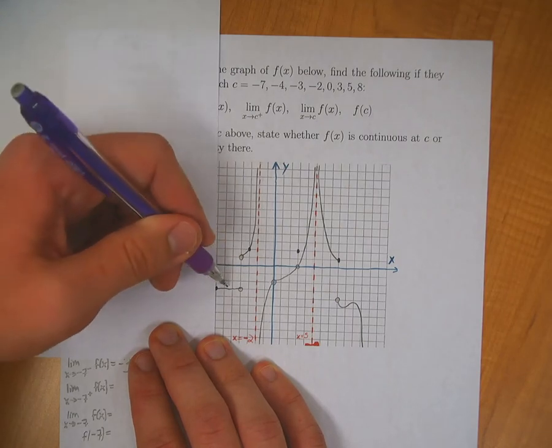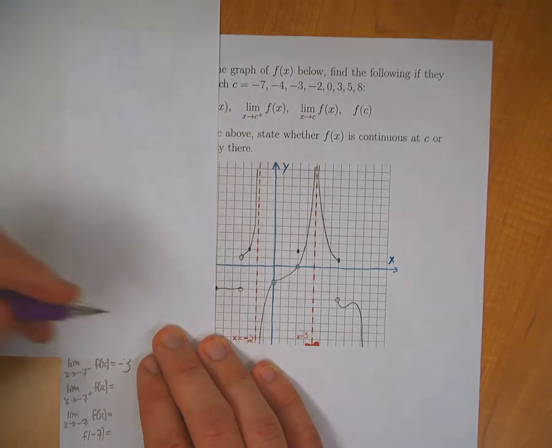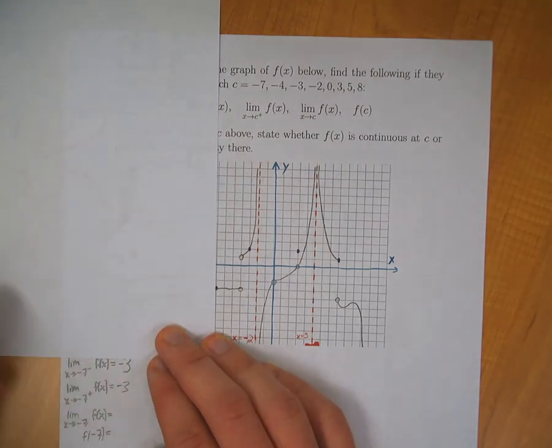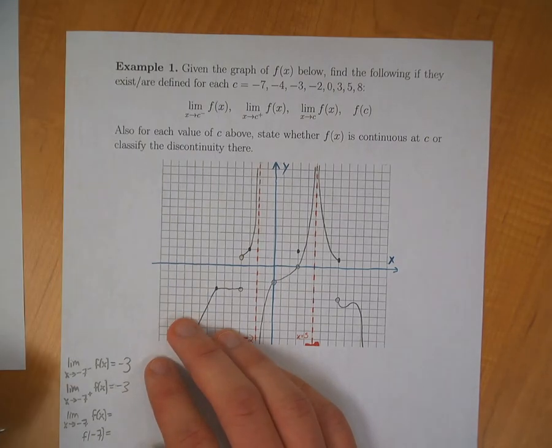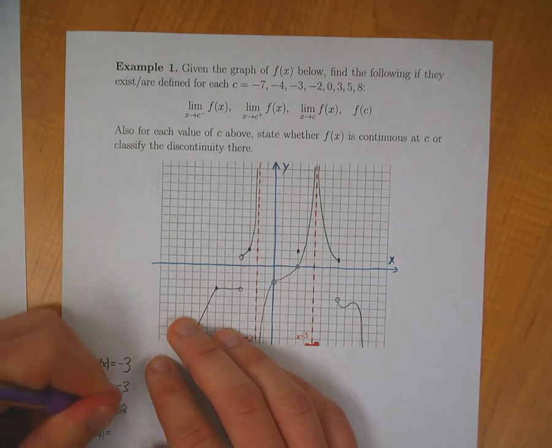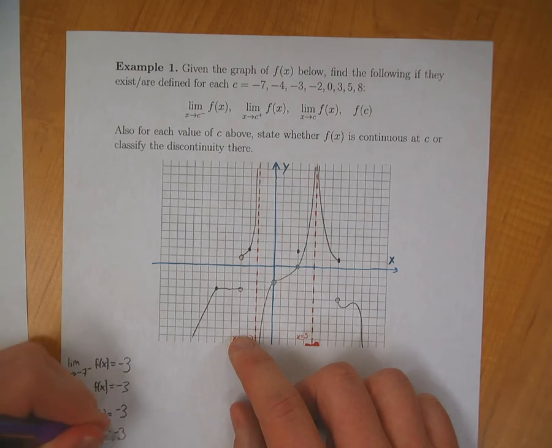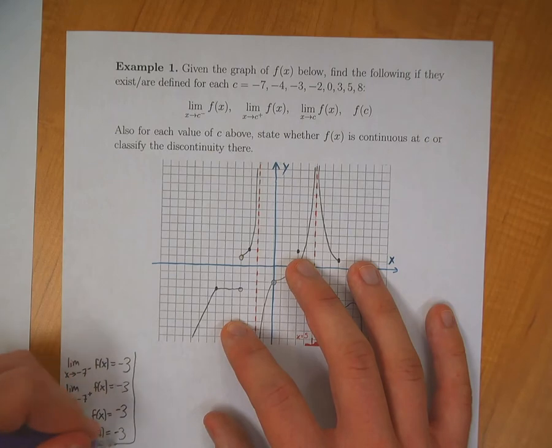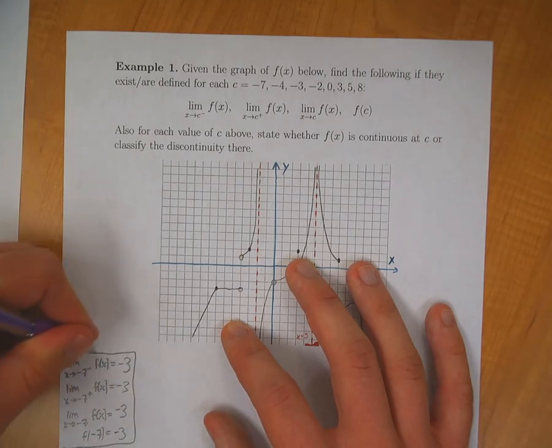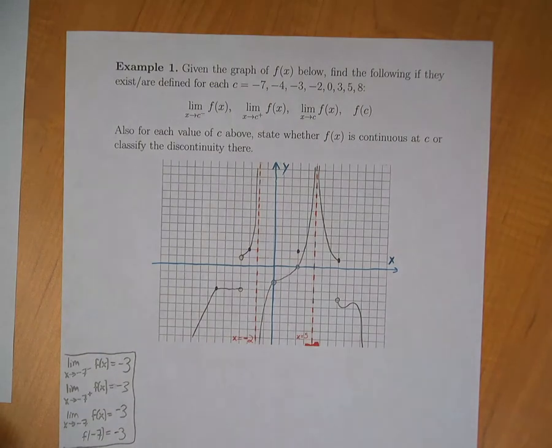What y value are we approaching in this case? -3 again. Good. So then, what does that tell you about the general two-sided limits? -3. Good. And then the function value is what at -7? -3, right? Okay. So that gives you those 4 values, which is good. So what does that tell you about the continuity / discontinuity at -7?